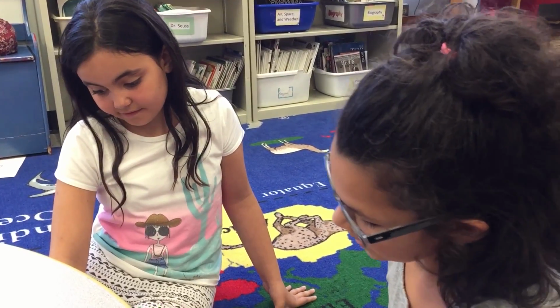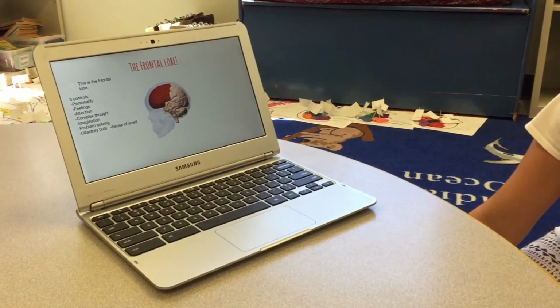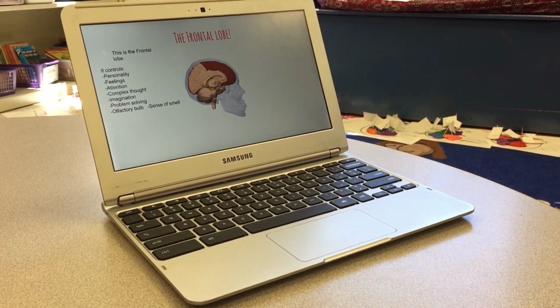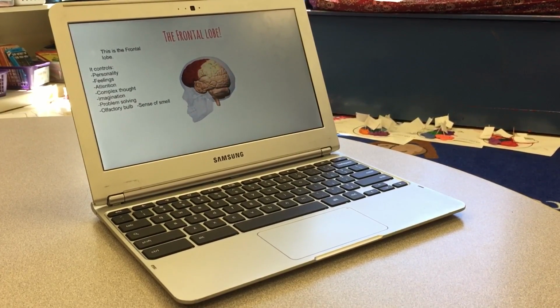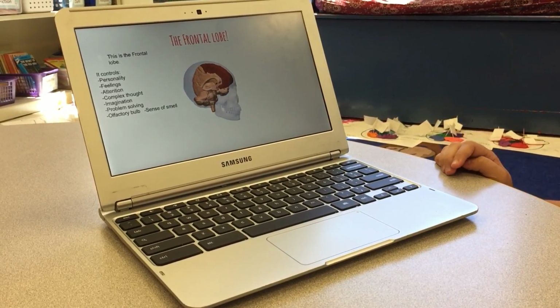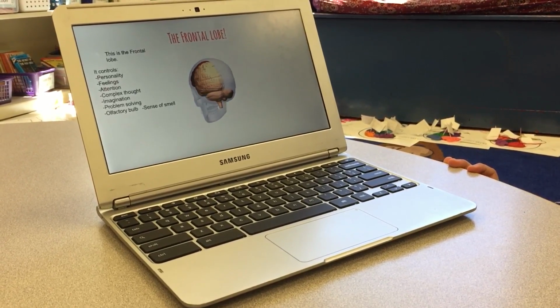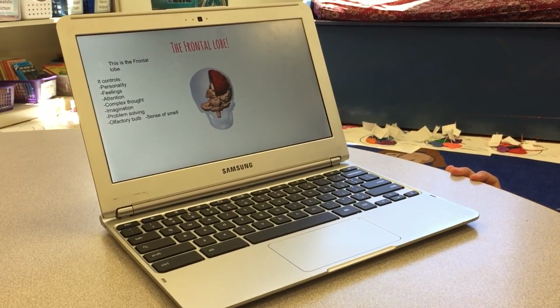Alright, ready for the next question? Yeah. Okay, so the next question is, what does the frontal lobe control? Easy, don't you think? Totally. So, all right, the frontal lobe controls personality, feelings, attention, complex thought, imagination, problem solving, olfactory bulb, and sense of smell. Is that right? Yes, that's great.